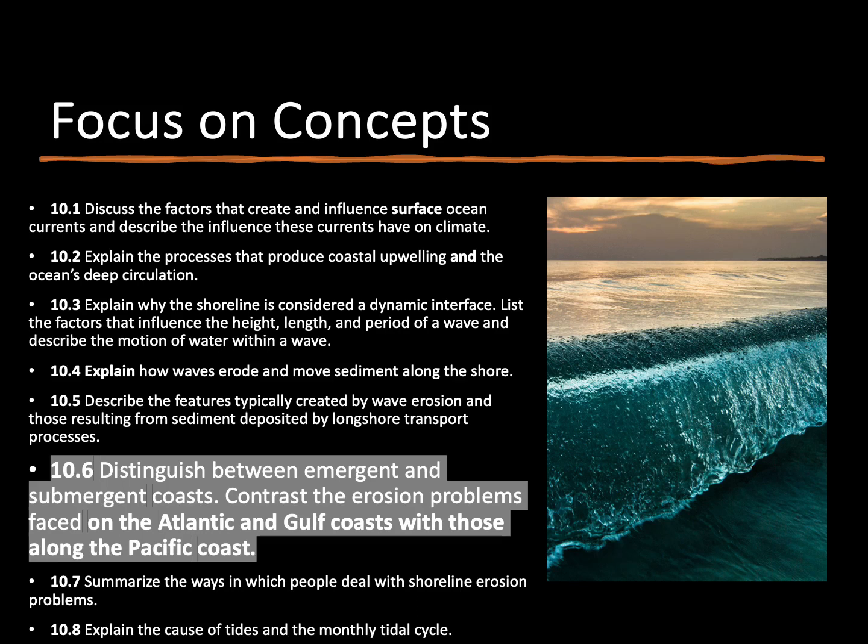In this video, we're going to talk about the different types of coasts that we have here in America. We have very different shorelines on the east versus the west coast, and this is because they have different geologic properties. We'll see that the east coast is submergent, while the west coast is an emergent coastline.